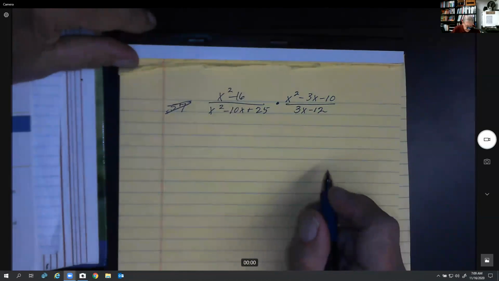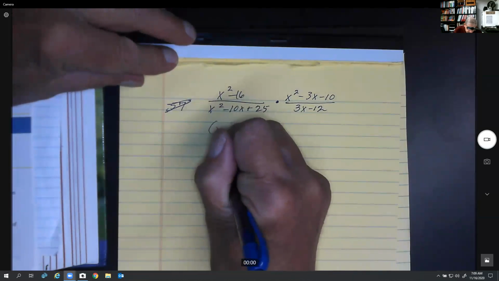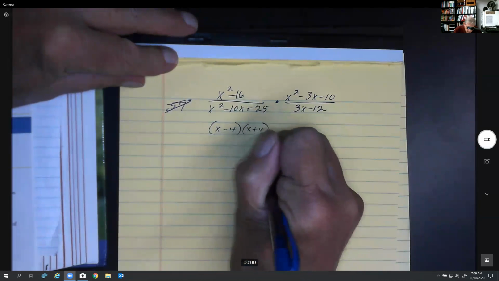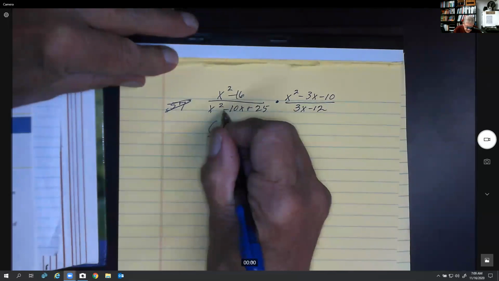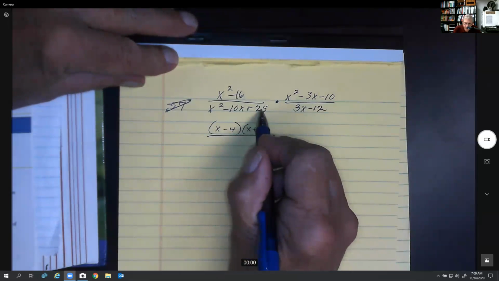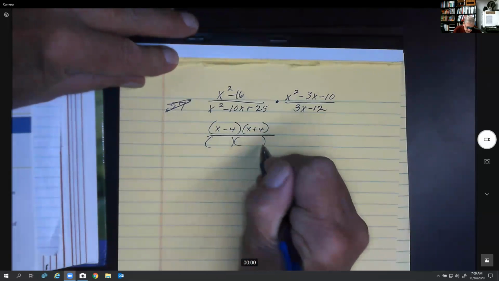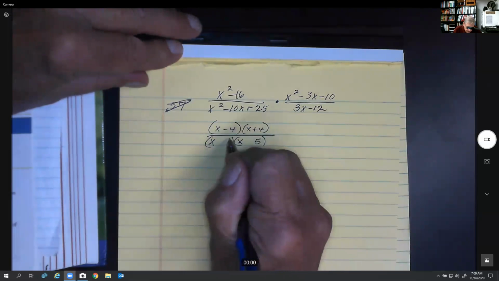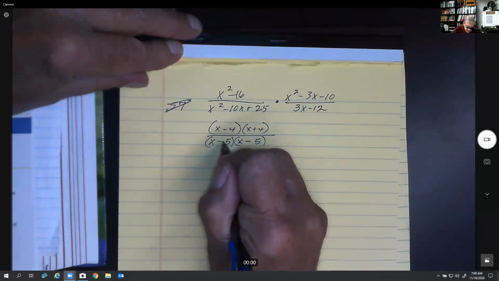All right, so let's factor and cancel. Factor like crazy. X minus 4, x plus 4. On the bottom, x squared minus 25. I'm recognizing this as a difference of squares. The square root of 25 is 5. The faster you can recognize it, the easier it is. If you don't, then it's going to be x times x, 5 times 5, and they're going to both be negative. A negative times a negative is a positive.